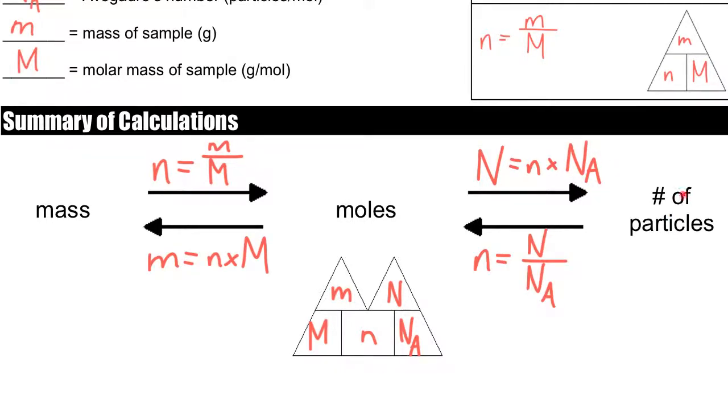You can also go the other way. If you know how many particles you have, you can determine the number of moles and then determine the mass using the equations given. All of those equations can be figured out using the handy-dandy triangles. And if you're struggling to know how to use these, send me an email and I can give you some more explanation. But let's flip the page.